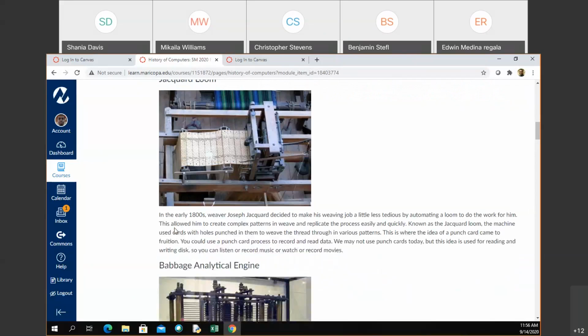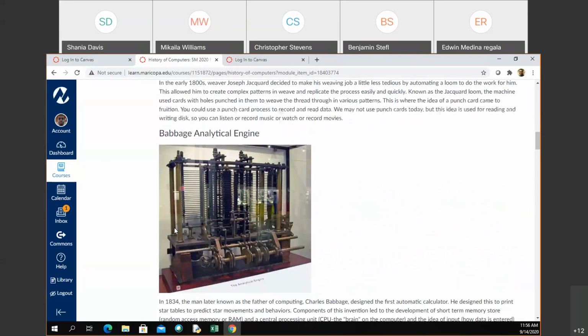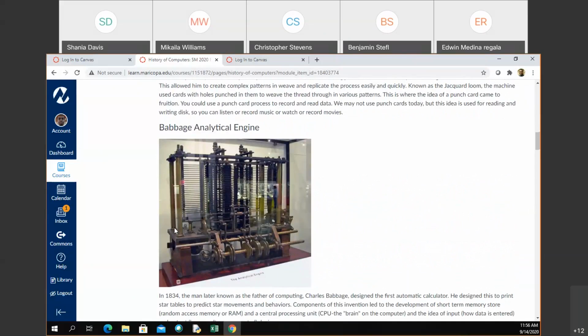So, then we go to Charles Babbage, who is known as the father of computing, which I totally disagree with, because he did everything in theory. He never got a working model. He never finalized even a model. But here it is, the Babbage Analytical Engine that's up here.